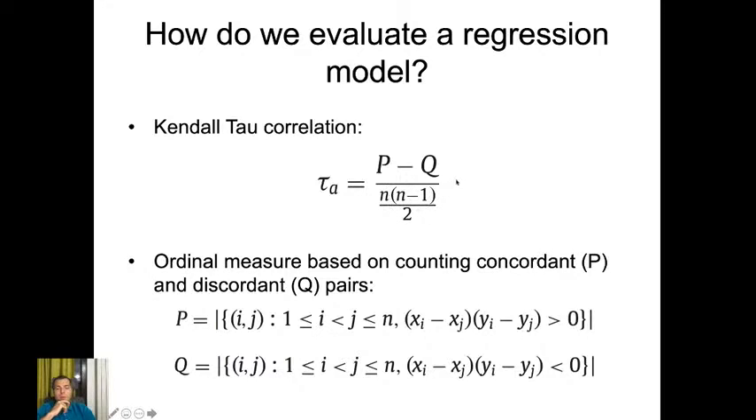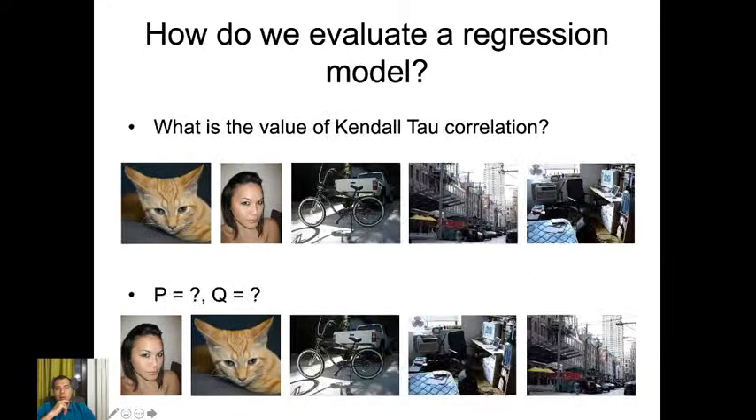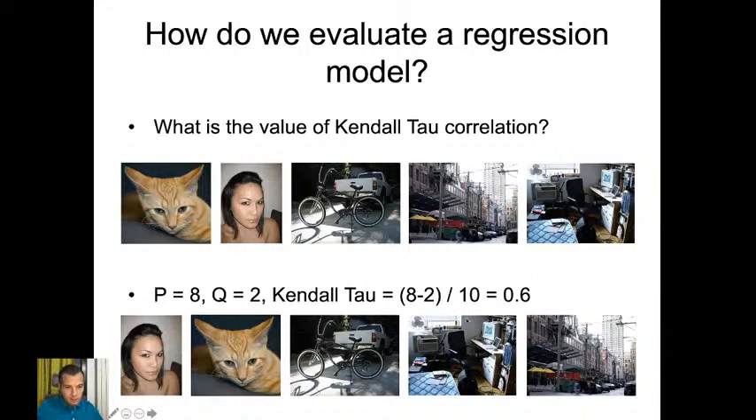Okay, if we have 2 discordant pairs, it means that the other 8 pairs are concordant. So P is 8 and Q is 2, and then when we compute Kendall tau, we have 8 minus 2 divided by 10, so this is 0.6. This gives us an intuition about how many pairs are aligned in the data set.